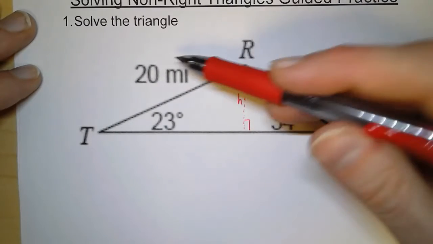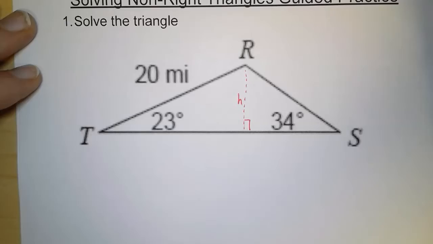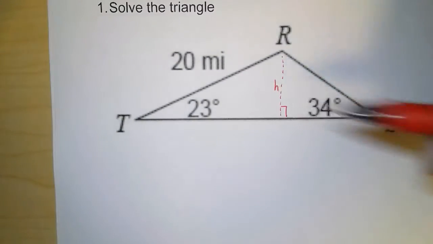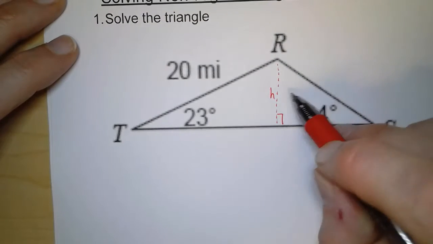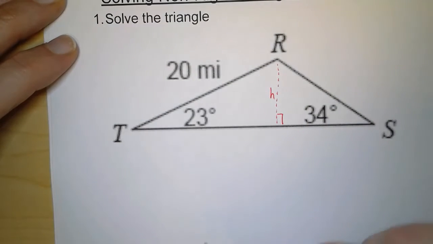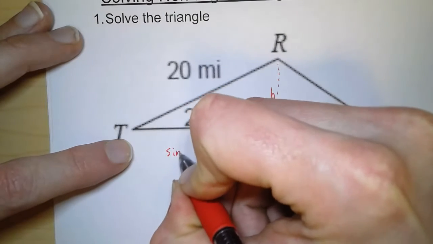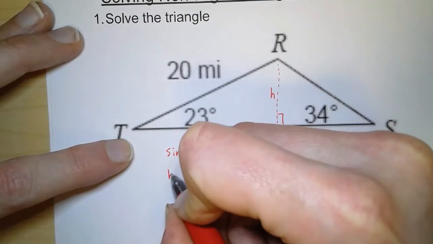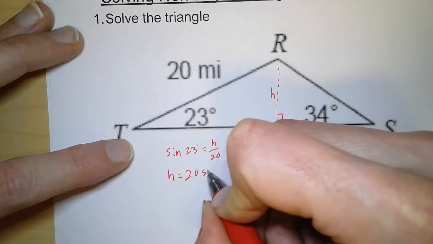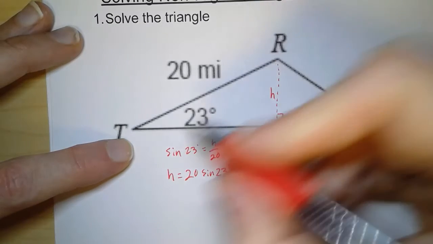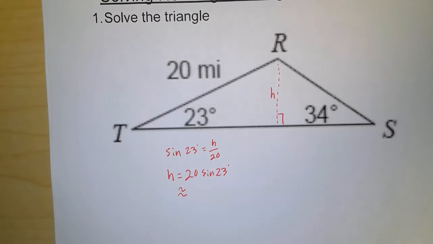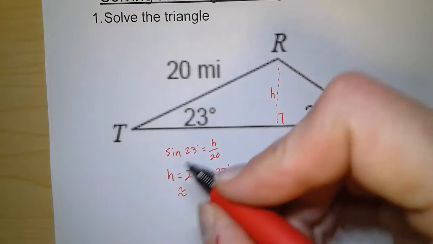So over here, I've got this right triangle, and over here, I've got this right triangle. So let's focus on this one on the left. H is opposite 23 degrees, and 20 is the hypotenuse. So that means sine of 23 degrees is going to equal h over 20. So the height is 20 sine of 23 degrees. Since I'm actually going to need to work with this number, I'm going to have to find an approximate number. So type in my calculator, 20 sine of 23, and we get approximately 7.815.